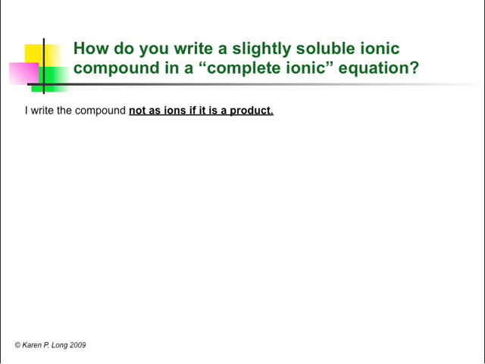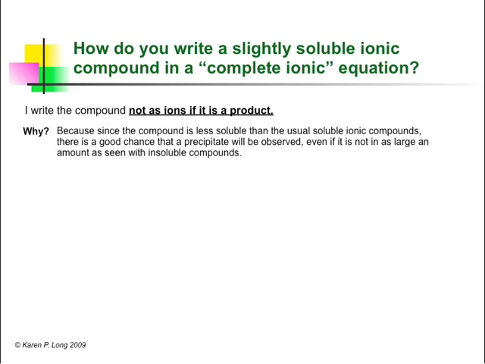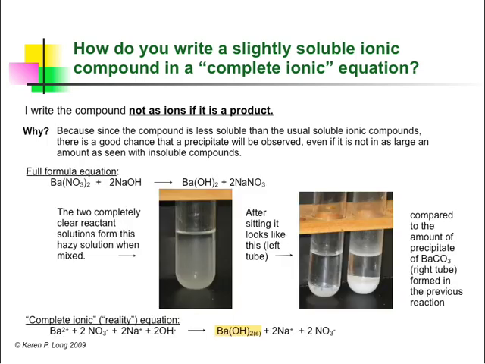Now for the second part of the logic. I write it not as ions if it is a product. Why? Because since the compound is less soluble than the usual soluble ionic compounds, there's a good chance that a precipitate will be observed, even if it is not in as large an amount as seen with insoluble compounds.